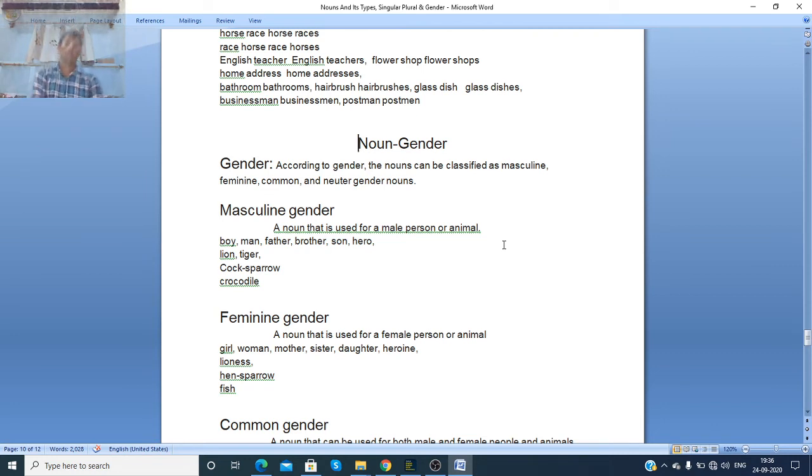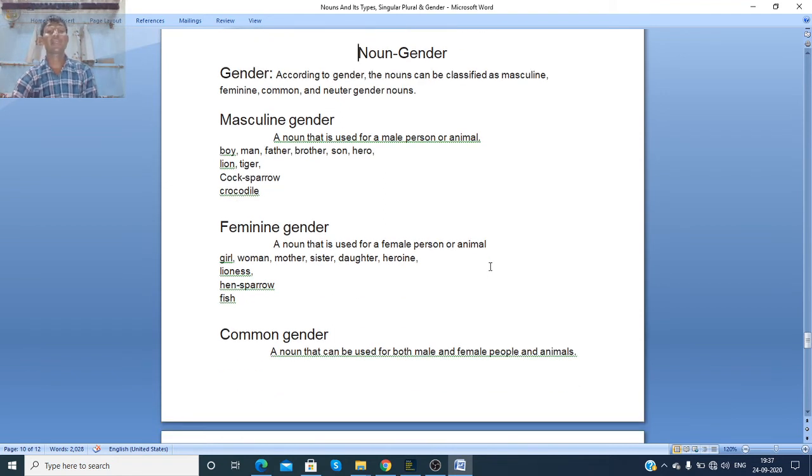Masculine gender is a noun that is used for a male person or animal, like boy, like lion, like hawk, sparrow, like crocodile. Feminine is used for female persons and animals, like girl, like woman, like mother, like sister, like daughter, like hero, are for female persons, and lioness, hen sparrow, and fish are for female animals.